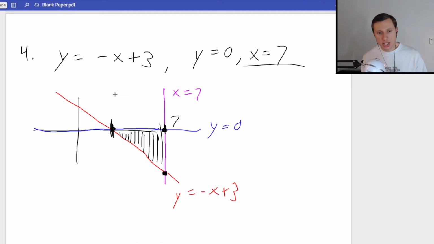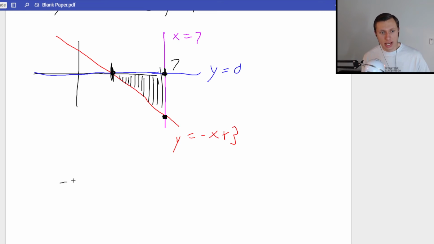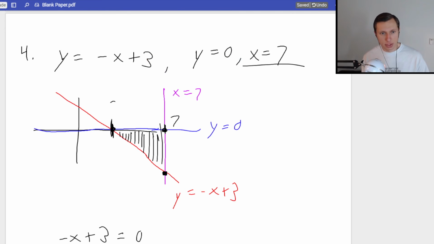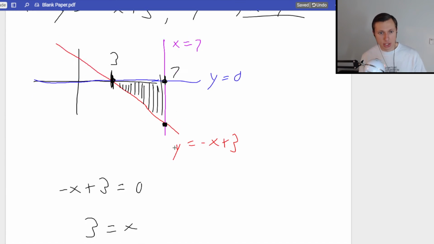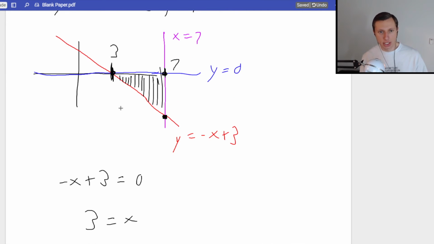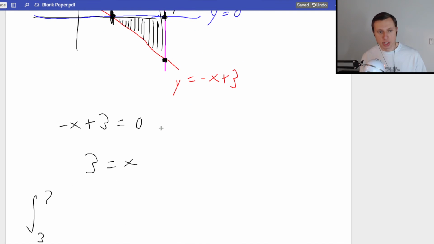We set the y's equal to each other for sure. Negative x plus 3 equals 0. This is actually the easiest case we've seen tonight. 3 equals x. Great. There's 3. Now, that x equals 7 tells me what the bound is. If I give you x equals whatever, 7, negative 2, pi squared, that's telling me the x value, the bounds. So right away, I know my integral is going to be the integral from 3 to 7, because 3 is the first intersection point, and they gave me x equals 7, which is the other bound.